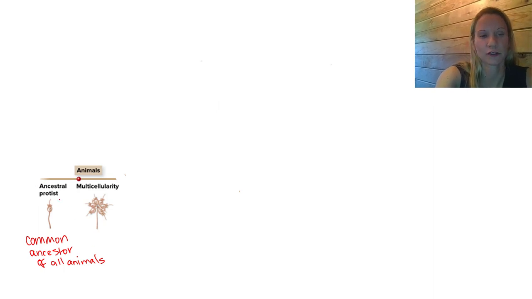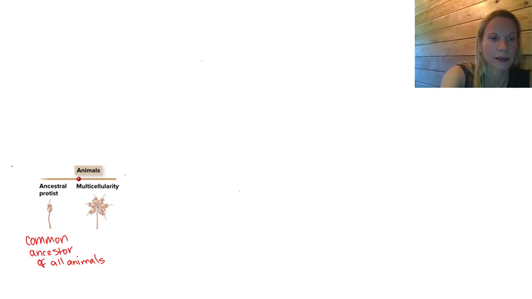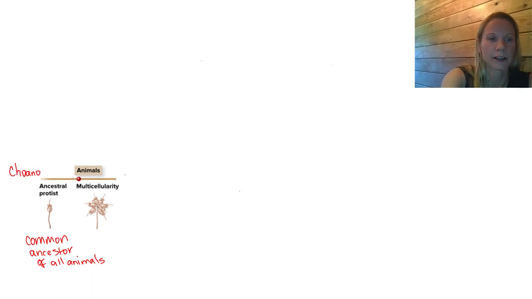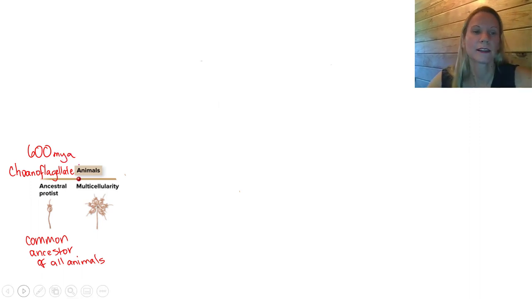We recognize that this is an ancestral protist, and the name that's generally recognized is choanoflagellate. This protist was single-celled, and it lived 600 million years ago. So this is the common ancestor of all animals. It was single-celled, but one of the features of being an animal is to be multicellular. So the choanoflagellate is not the first animal. The first animal would have had to be multicellular, but it would function and look very similar to choanoflagellates, these flagellated single-celled protozoan organisms.